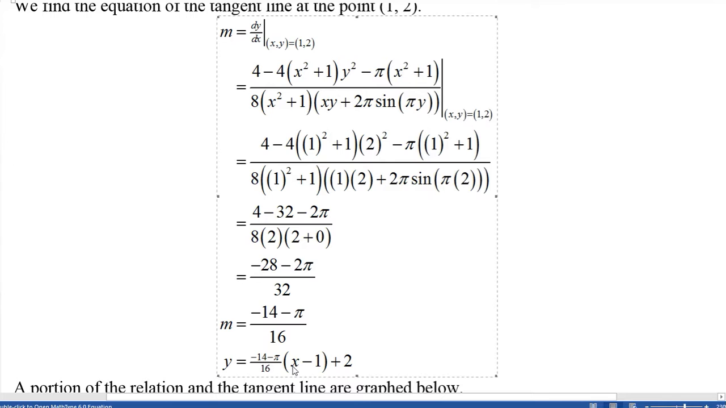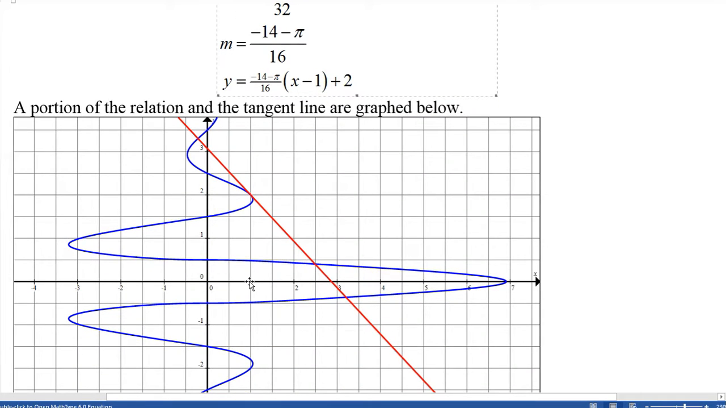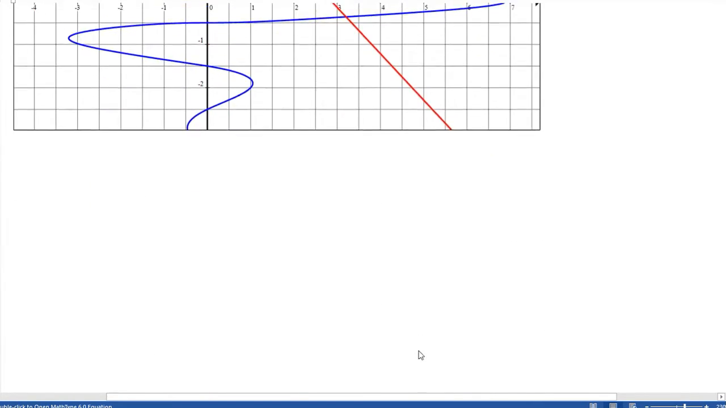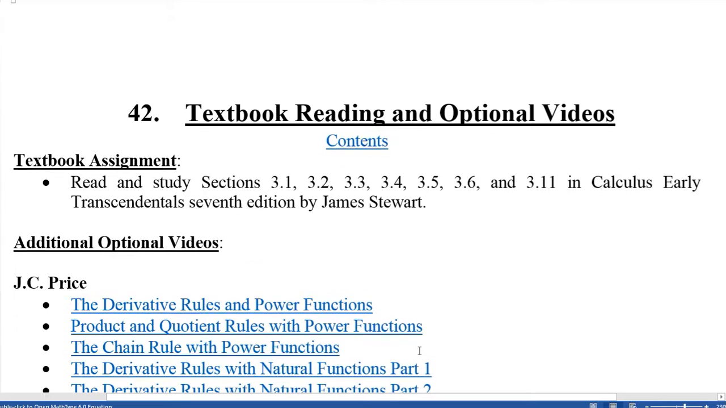And so we see there's our slope, parentheses x minus 1 plus 2. And you see that, in fact, that graph does go through the point 1, 2, as does the original graph, which is the blue graph, and there's your tangent line there. That's going to pretty much finish us up.